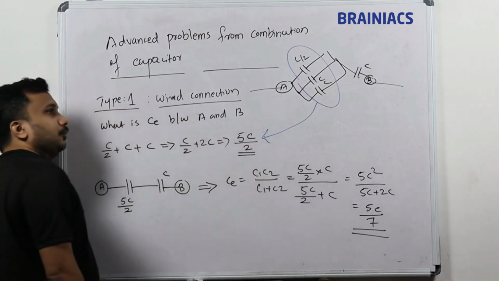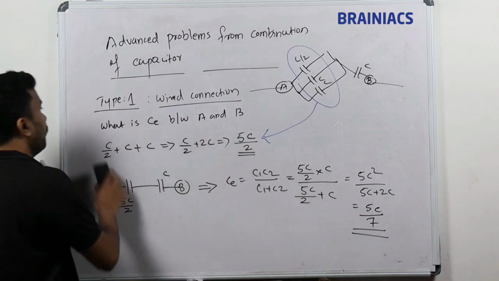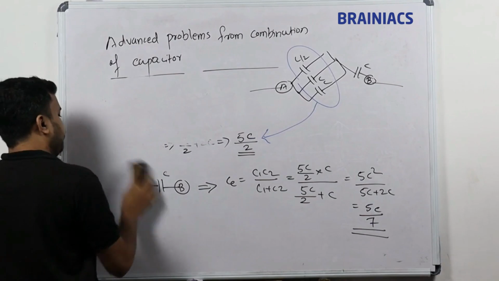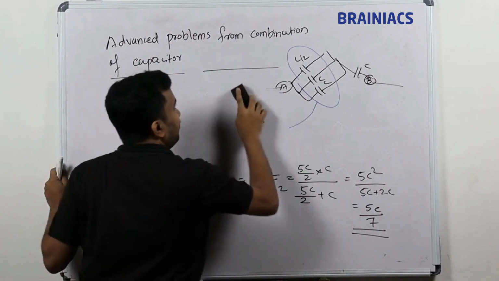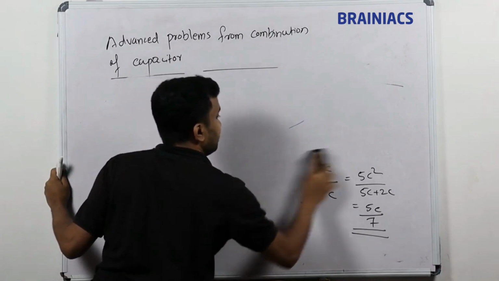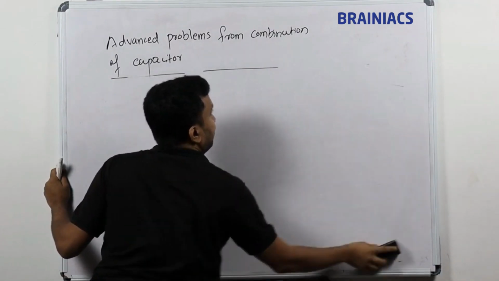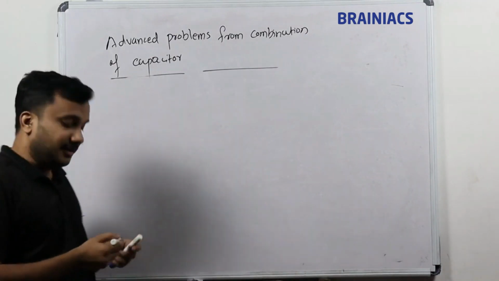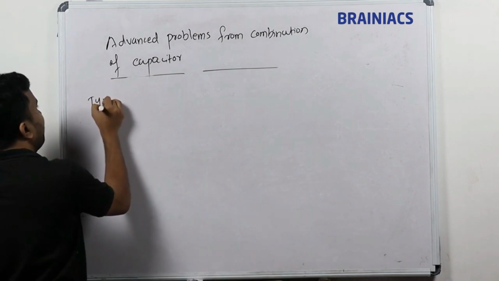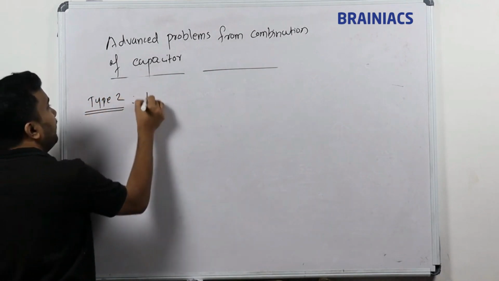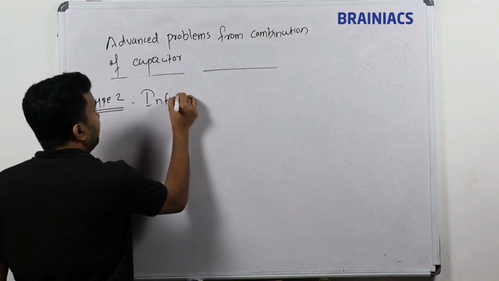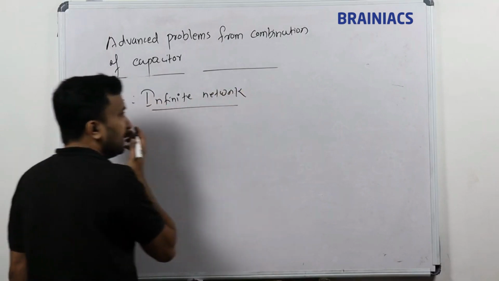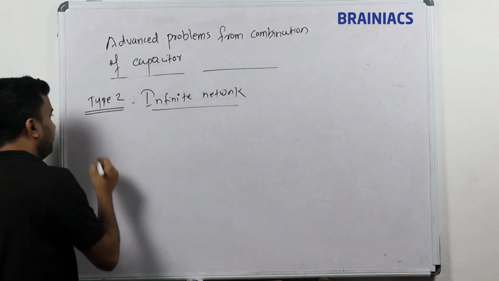Okay, let's move to the next type, that is type 2 model. Type 2 model is called infinite network. Whatever we have learned in capacitance is also important in resistance. So we'll move to type number 2, infinite network. What is called an infinite network? How do we solve an infinite network?